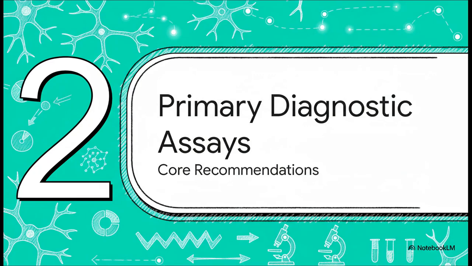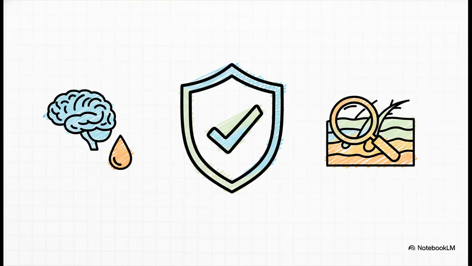Moving on to Section 2, the primary diagnostic assays. Now, these are the core recommendations that are going to directly impact your day-to-day clinical workflow. Okay, this is the headline recommendation. It's a Strength I Evidence 1B designation, which means it's a strong recommendation that's backed by high-quality evidence. It now officially establishes both cerebrospinal fluid and skin-based alpha-synuclein seed amplification assays, or SAAs, as the go-to first-line auxiliary tests when you have a high clinical suspicion of a synucleinopathy.